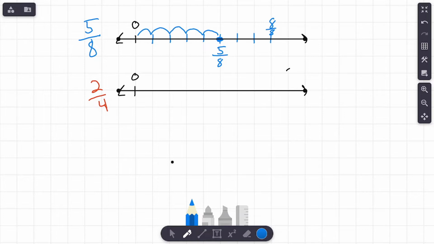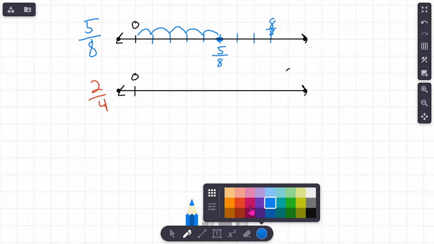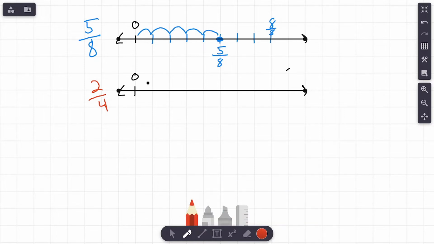Now we're going to do the same thing on our number line down here, except we are looking for 2/4. Let me change my colors. So we're looking for 2/4. So I need 4 equal sections. So here's 1, 2, 3, and 4. I'm going to draw this in. So this is going to be 1. This is going to be 2. Color in where 2/4 is, and there is 2/4.